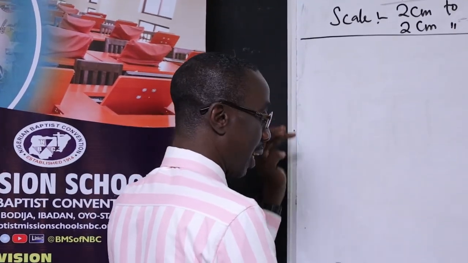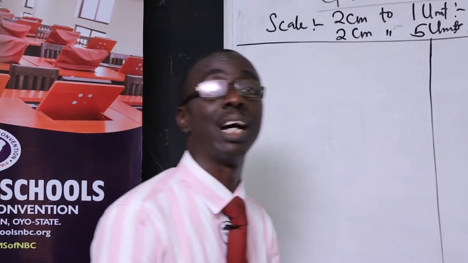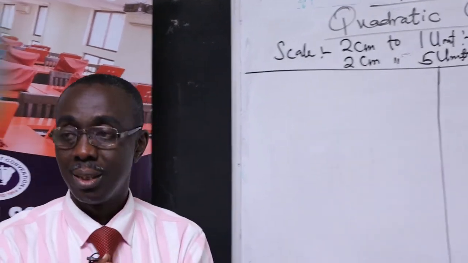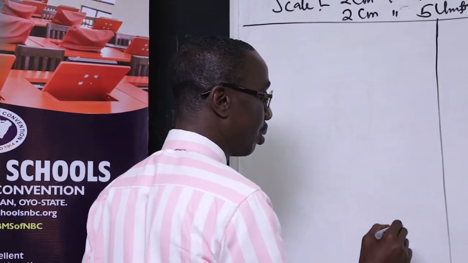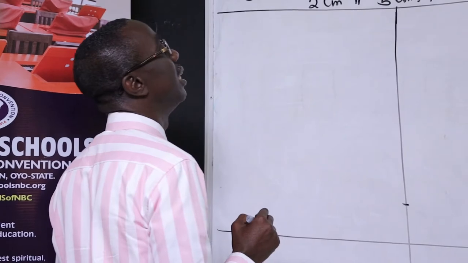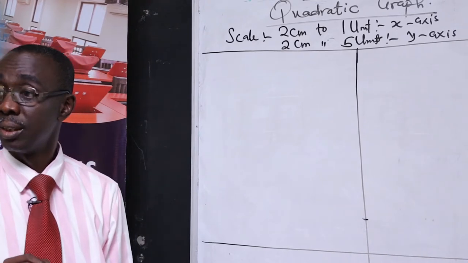All right, so that means if I'm using a graph book, I will have counted my 2 centimeters. Every big red box, if you are using the red graph sheet, is 2 centimeters and it's a square. Yes or no? Yes, sir. Where all the sides are equal. So you can count the boxes and make sure. On the y-axis, 2 centimeters is 5 units, and I need a minimum of 22 there. Okay.